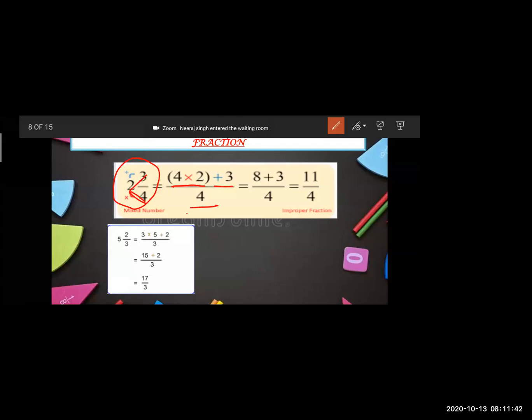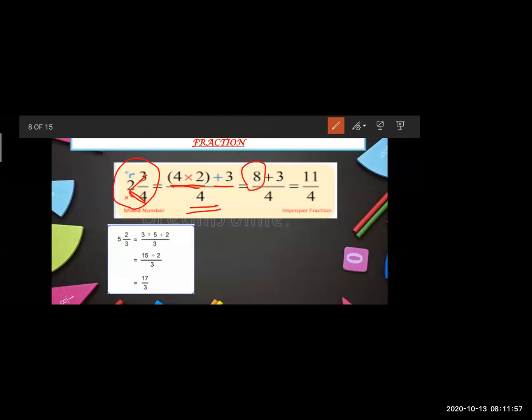And the denominator will always remain the same. Denominator is never going to change. Always the numerator changes. Denominator remains as it is. So 4 multiplied by 2 gives you 8 plus 3.